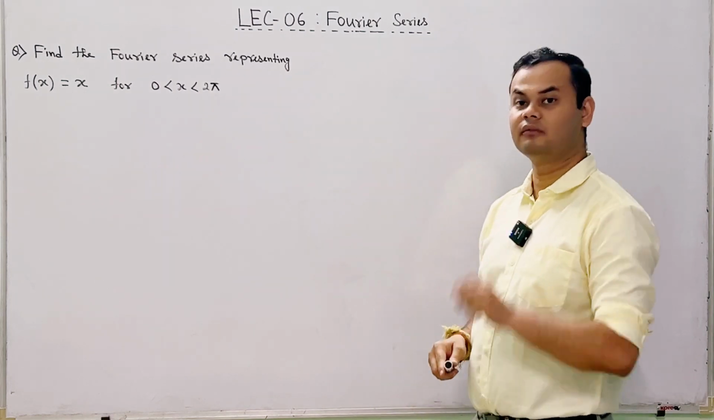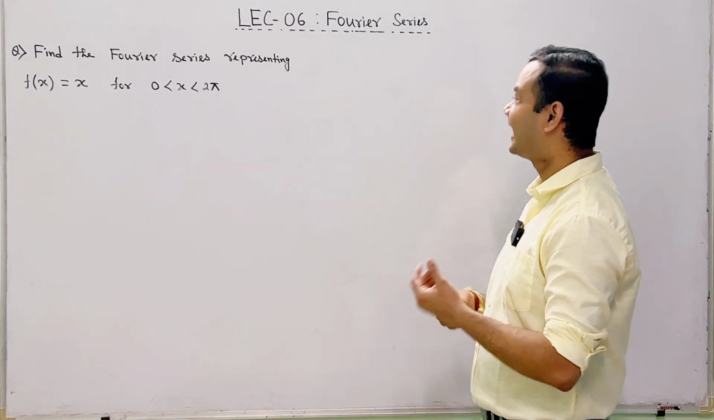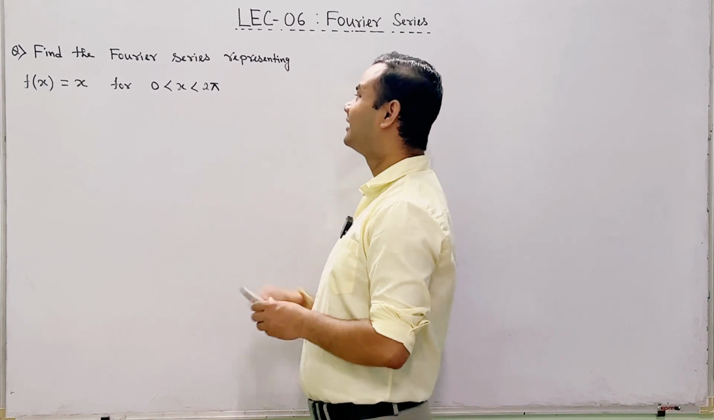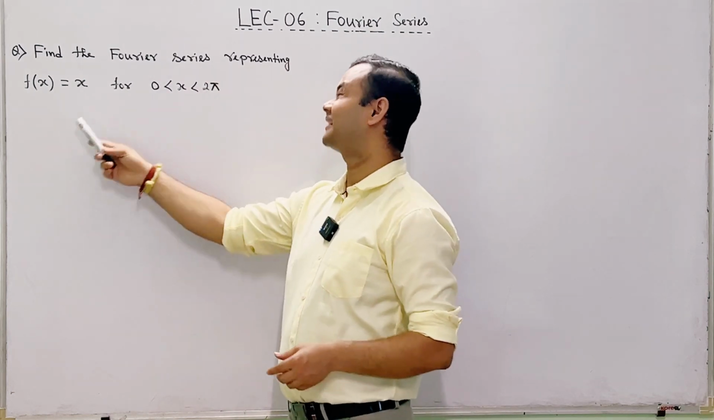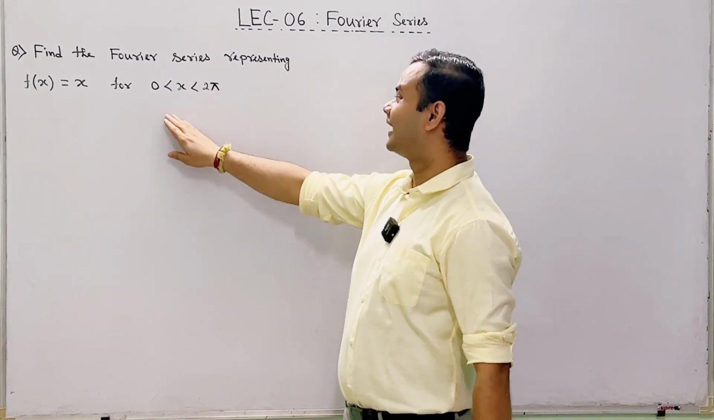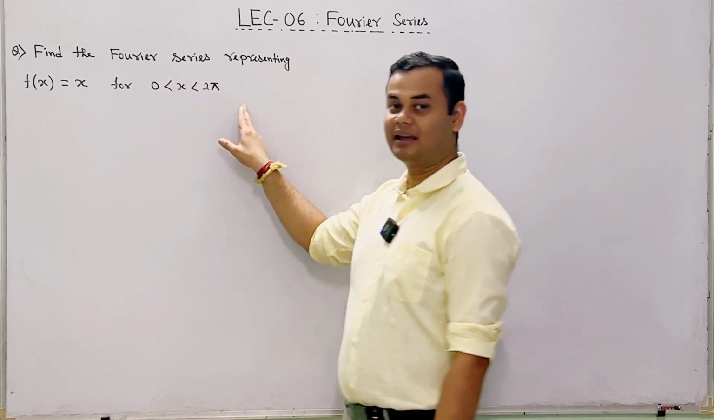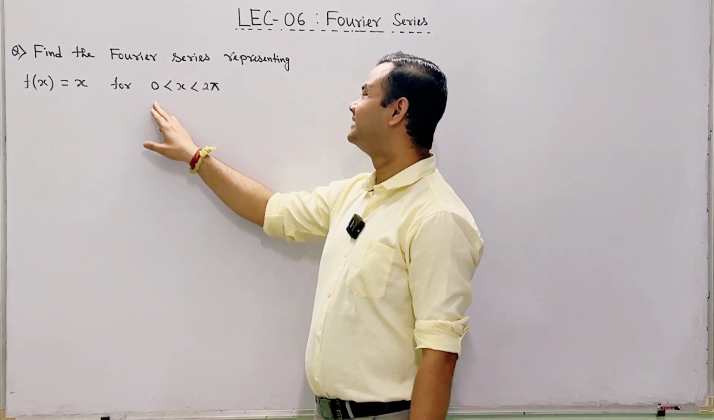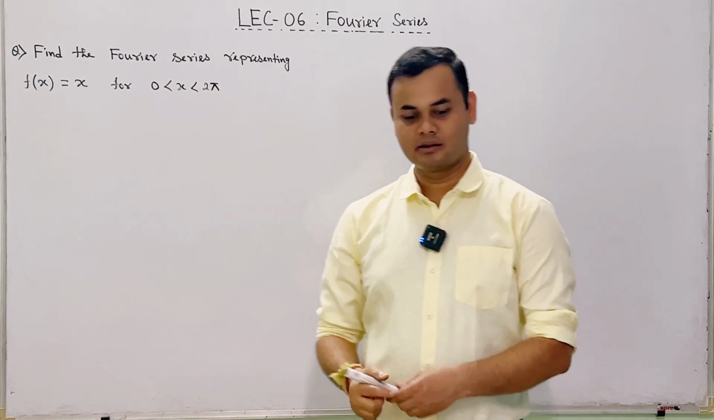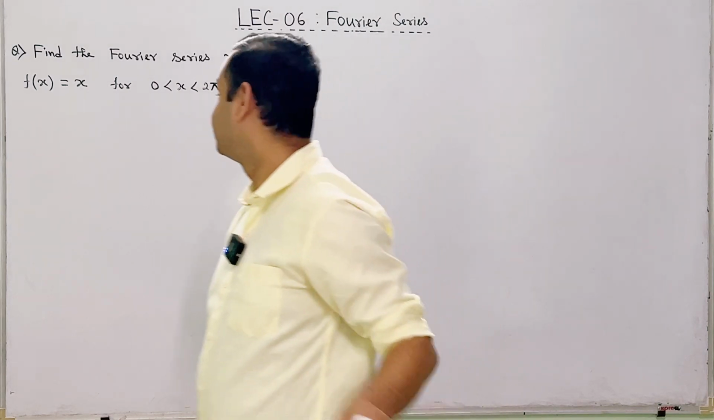Today I am going to solve one numerical problem, and according to this problem we have to find out the Fourier series of the function f of x equal to x when it is defined in the interval 0 to 2 pi. Here the lower limit is 0 and the upper limit is 2 pi. So without further delay, let's get started.